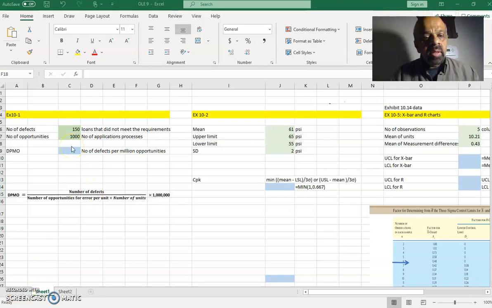So let's start problems in chapter 10. I have here the number of defects and number of opportunities.